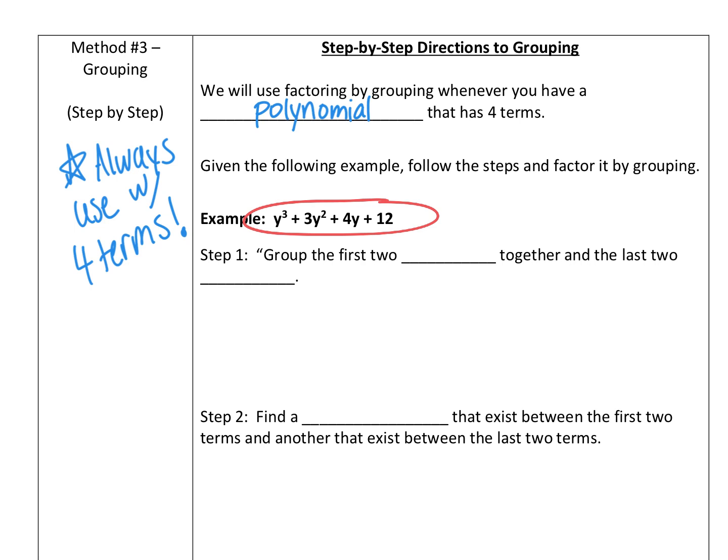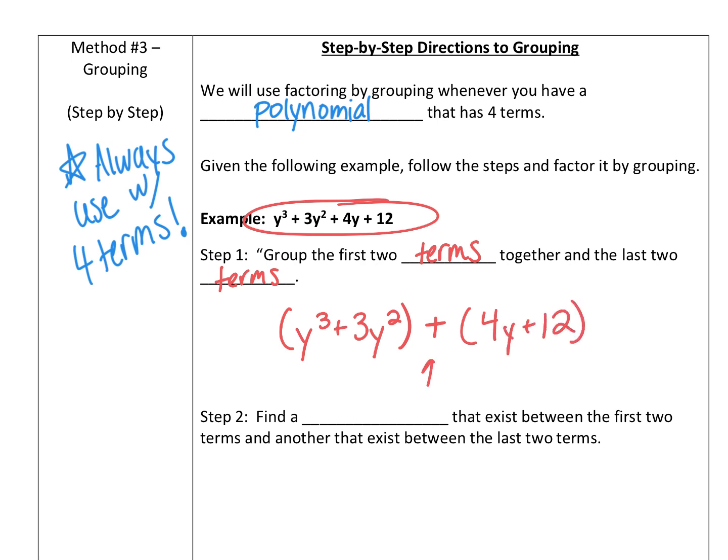Okay, so we're ready to go ahead and start grouping. So, step 1, group the first 2 terms together and the second 2 terms. What does this look like? Okay, first 2 terms, keep them in the same order. Put them in parentheses, okay? Then we want a plus sign, and then we want the second 2 in parentheses. There's always, always, always a plus sign in between. Has to be there, okay?